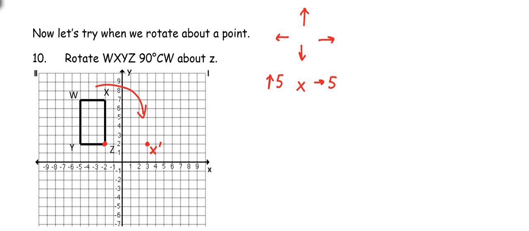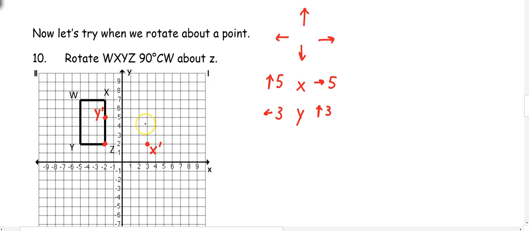Another point that I have to move is Y. So before with Y, I had to go 1, 2, 3 left. So if I rotate 90 degrees from going left, I'm now going up. So my new movement is up 3. So from Z, I'm going to go up 3. This is my new Y coordinate.